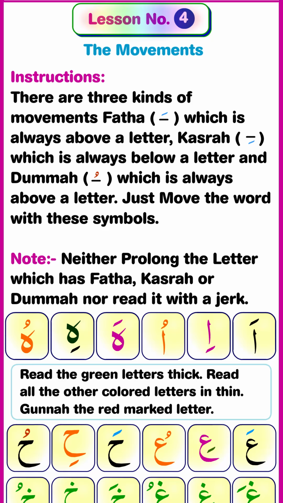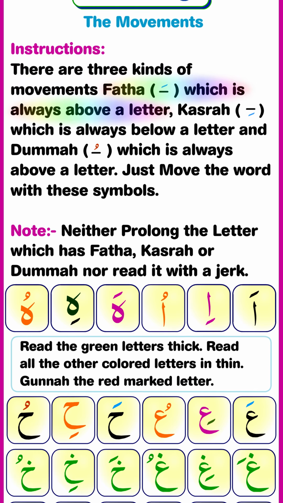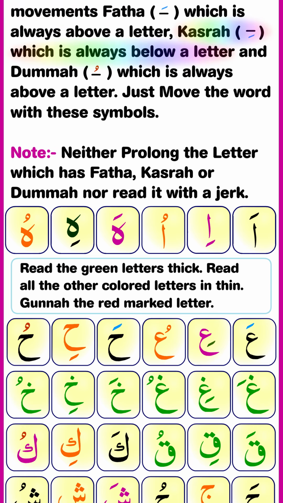Lesson number 4. The movements. Instructions. There are 3 kinds of movements. Fatha, which is always above a letter. Kasra, which is always below a letter. And Dhamma, which is always above a letter. Just move the word with these symbols.